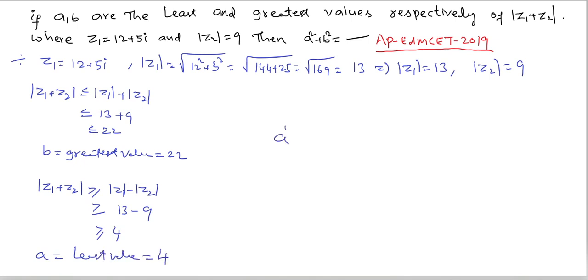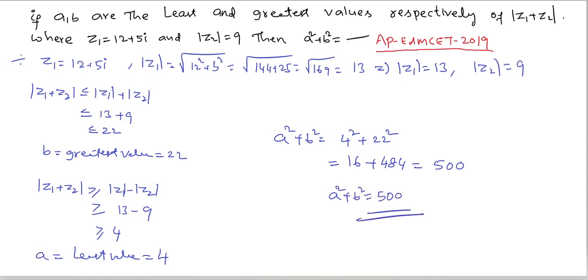Now we find a square plus b square, that is a square is 4 square plus b square is 22 square. 4 square is 16 plus 22 square, that is 484, that is equal to 500. So a square plus b square is equal to 500.